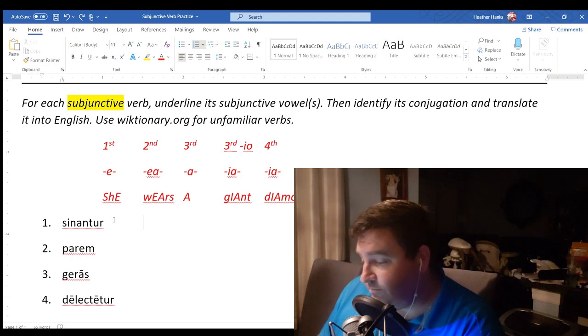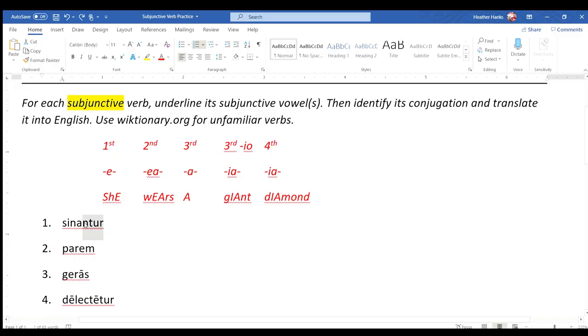For Sinantur, it says underline its subjunctive vowels. Well, in this case, entur is the ending. I know that because I think about my passive personal endings: R, ris, tur, mur, mini, ntur. So it's a third person plural personal ending. So it's going to be what's right before this, the vowel or vowels. In this case, you have an A right before it, and that's the only vowel. So that's going to be my subjunctive vowel. All right, next. Identify its conjugation and translate it in English.